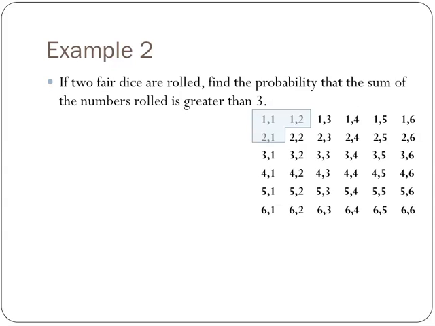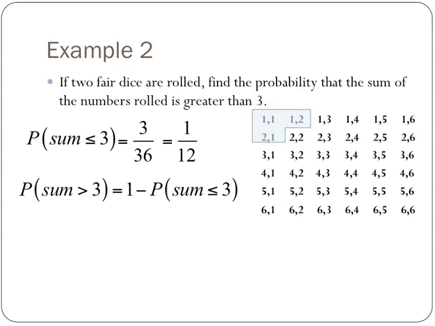You can either add everything else up, or you can do what I'm going to do here, which is make use of that complement rule and find the probability that the sum is less than or equal to 3. That's really the E prime that we're finding here, and that's 3 out of 36, which is 1 over 12. Now I know the probability that the sum is greater than 3 has to be equal to 1 minus the probability of our E prime here, which is the sum is less than or equal to 3. So this is simply 1 minus 1/12, and we know that's equal to 11 over 12.